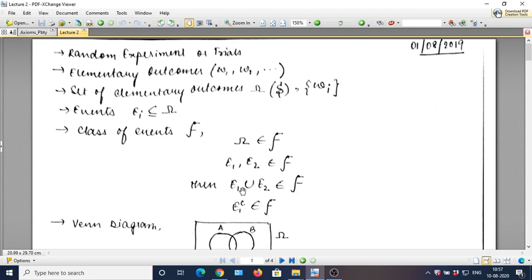Then if E is an event, its complement, denoted E complement, should also be an element of F. This means that the sigma algebra is a class of events that is closed under a finite number of set union operations and set complementation operations, and also has the sample space in it. Later we will see that these two conditions will also make the sigma algebra closed under the set intersection operation.